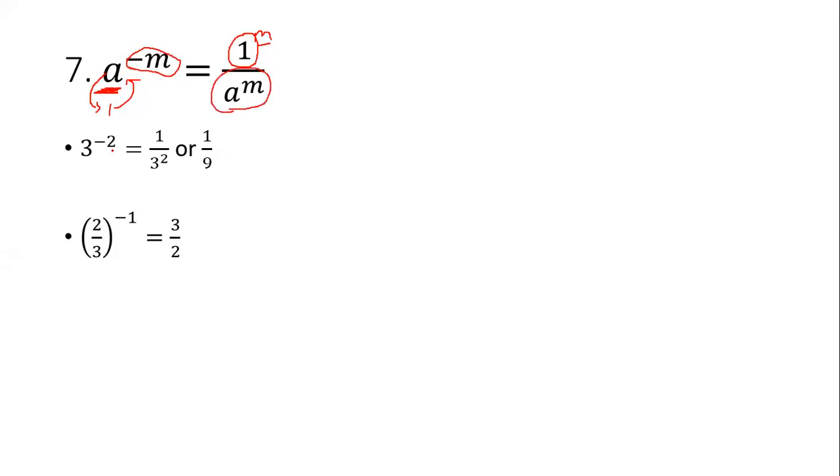Examples, 3 raised to negative 2 equals 1 over 3 squared. So, yung ating denominator ay 1. So, naging 1 over 3. Tapos, yung negative 2, naging positive na po siya, pero nasa denominator na. Or simply, 1 over 9, kasi nga 3 squared ay equivalent sa 9.